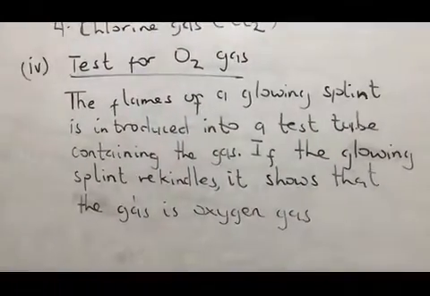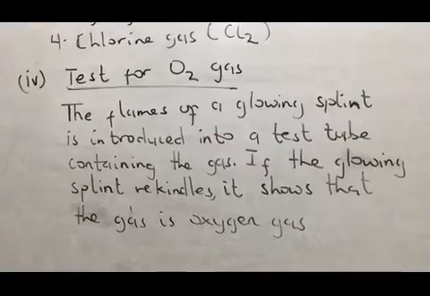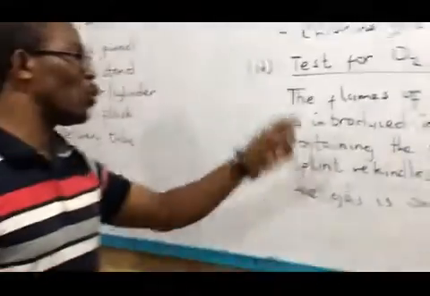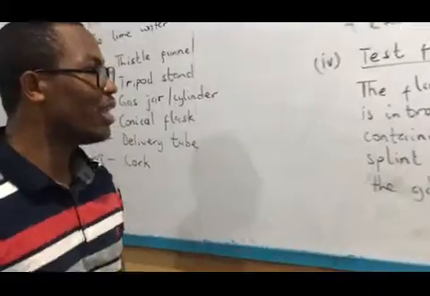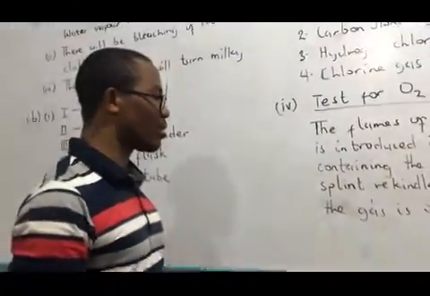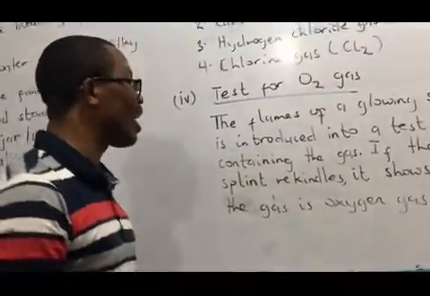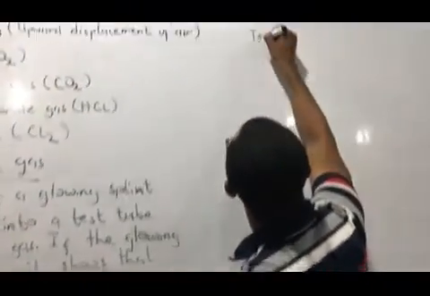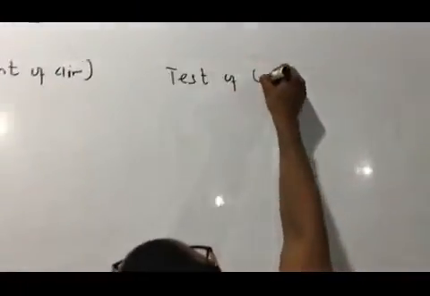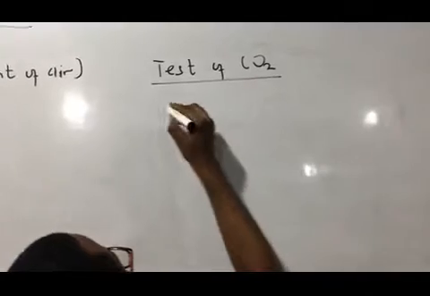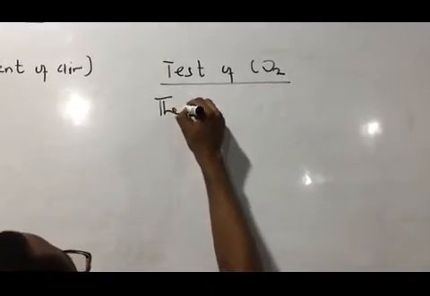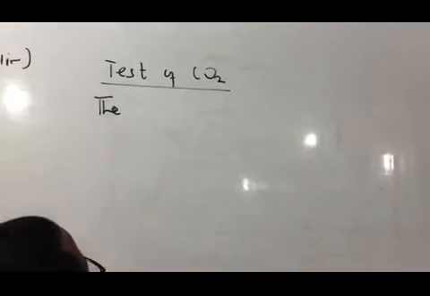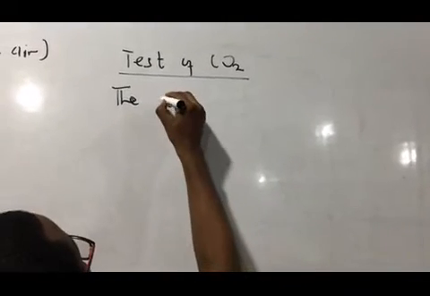So that's how you test for oxygen gas. You introduce a glowing splint into a test tube containing the gas. If the glowing splint rekindles, then it shows that the gas is oxygen gas. And then the test for carbon dioxide. In testing for carbon dioxide, the gas is bubbled through a test tube containing lime water.